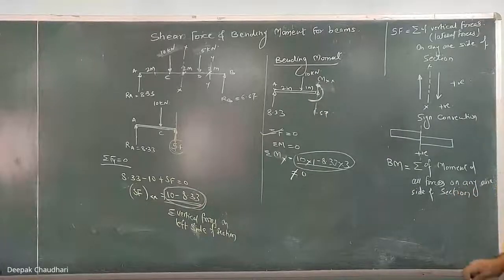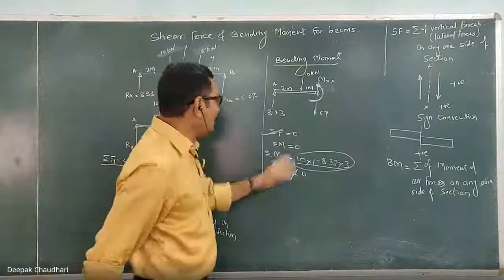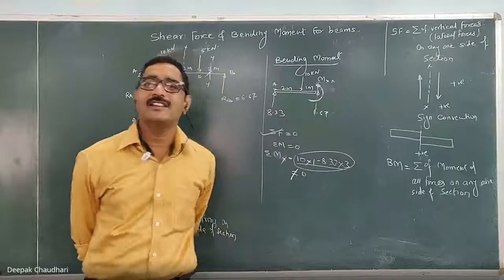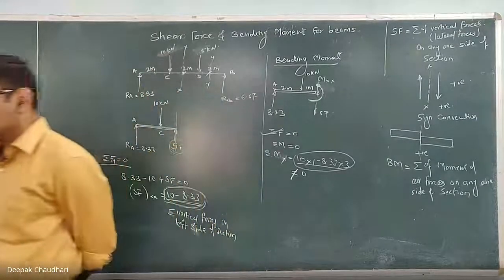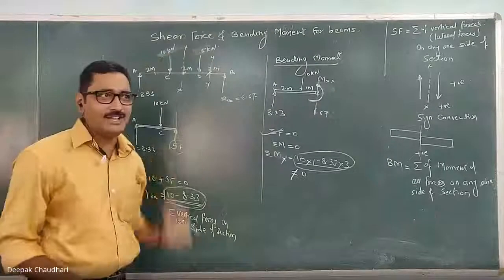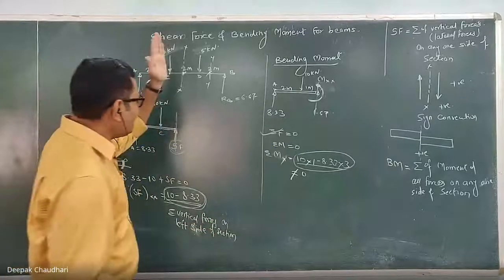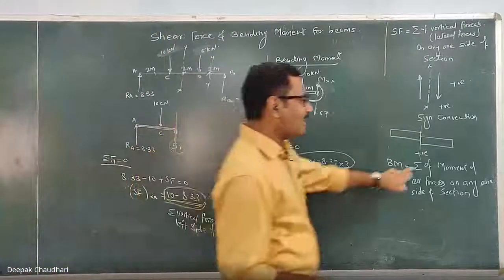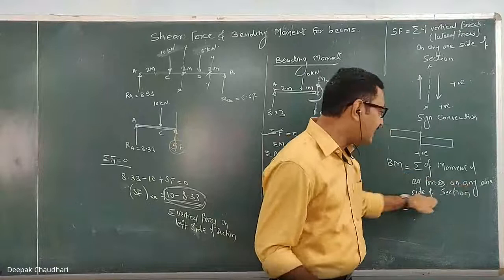Listen, it is not the summation of the moment of all forces on the beam. Okay, if I take the summation of the moment of all forces on the beam, what will happen? Tell me, what will happen? If I take the summation of the moment of all forces on a beam, what will happen? It will come 0. It will be 0, right? Because it is in equilibrium. Since it is in equilibrium, the summation of the moment of all forces has to be equal to 0. But if I want to calculate the resisting moment or the bending moment at any particular section, how to calculate that? It is the summation of moment of all forces on any one side of the section.